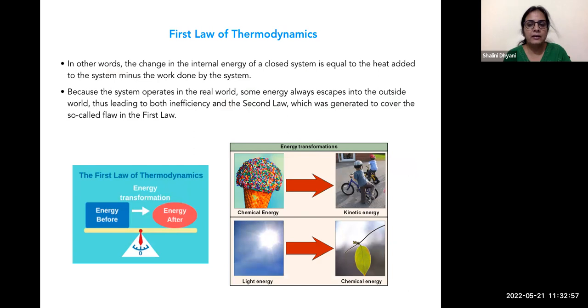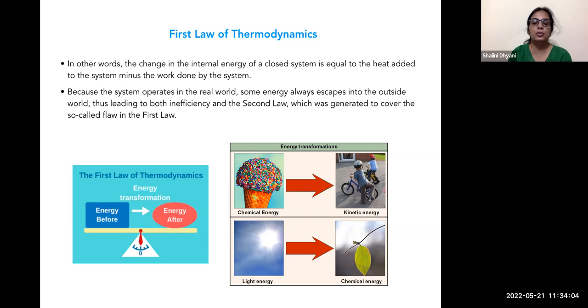Now, coming back to the first law of thermodynamics, that says energy cannot be created and it cannot be destroyed. It can only be changed from one form to another. So in other words, it also says that change in the internal energy of a closed system is equal to the heat added to the system minus the work done by the system. For example, an important example is shown where an ice cream is given to a boy. So he eats, enjoys the ice cream. So the energy now gets transformed. The calories in ice cream are going to be transformed into the calorific energy in the boy's body. And this he uses to run a cycle. So now the calorific energy, the heat, is getting transformed into kinetic energy. So in this way, the energy transformation takes place. Similarly, when we eat food, this food gets transformed into kinetic energy to do different kinds of activities.